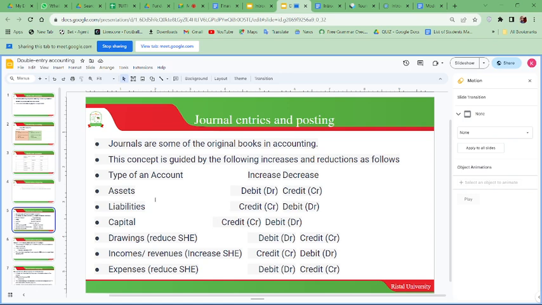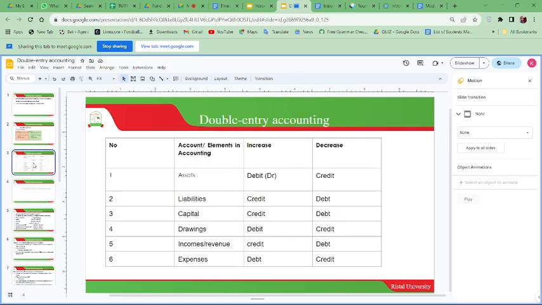This one is almost the same as the one that we have been looking at, the rules for double entry. We have the types of accounts and we have the increase or decrease. When there is an increase in an asset, we put it under debit side. So it's the same as the one that we have looked at under double entry accounting, the rules.